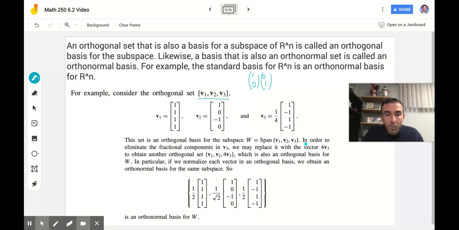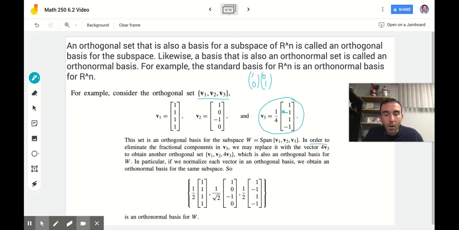One of the nice things about orthogonality is we generally don't like fractions. So if we multiply everything by the same scalar, we can clear the fractions. So we would be allowed to multiply everything through by 4 to make this a little bit cleaner, and we would still have an orthogonal basis.